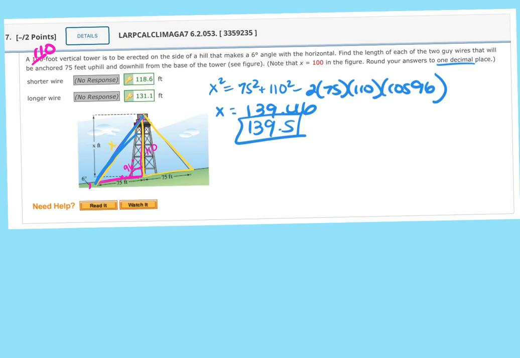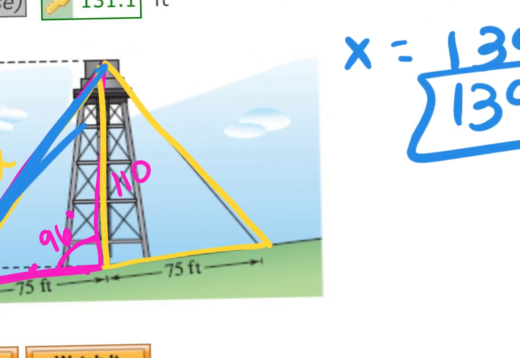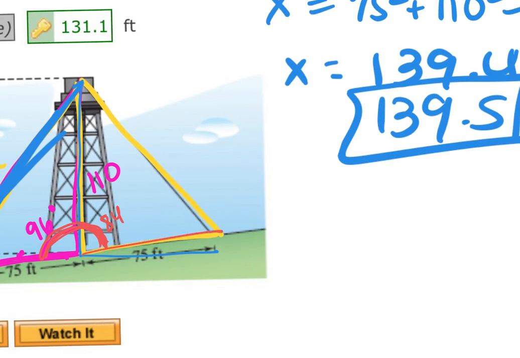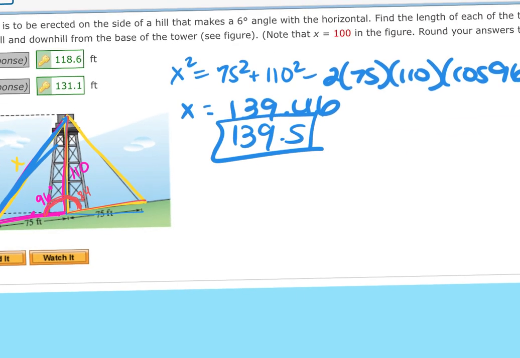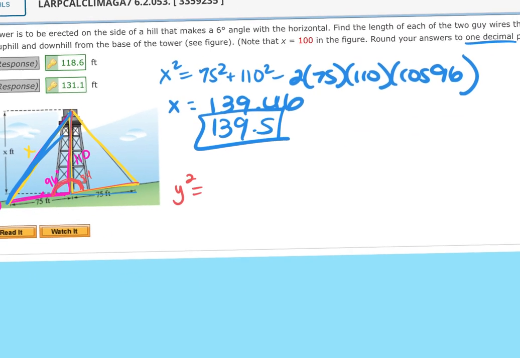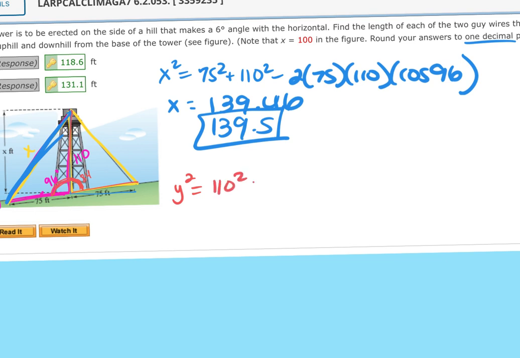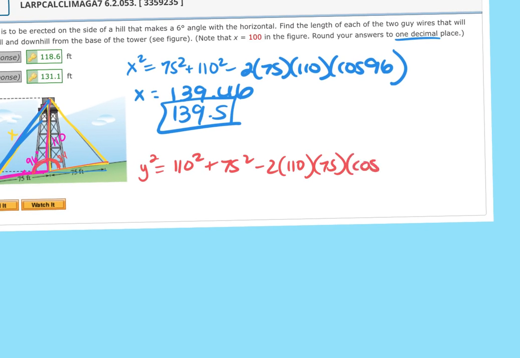Then the other direction, think about what's happening to that angle. That 90 degrees is being cut smaller, right? If it was 90 degrees, it would look like that. Because it's up the slope, I take the 6 off the 90 degrees. And so this is 84, which these two should add up to 180, so that should make sense. And then the side lengths are 75, 110, and 84. So let's call this y. Y squared would equal 110 squared plus 75 squared minus 2 times 110 times 75 times the cosine of 84.